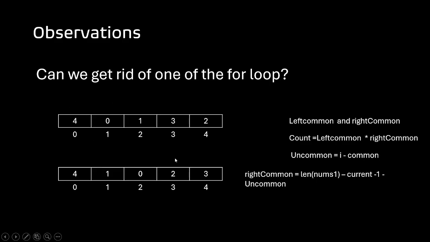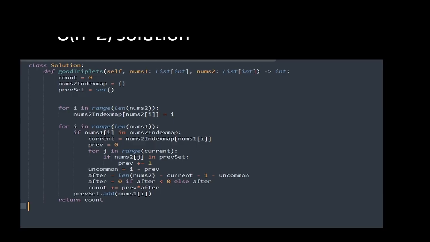Okay, so we are having this uncommon even on the right side. Understood? So that's why this formula comes up. So our O of n square solution will be something like this. We'll have the same things, count as well as that nums2 index map in our brute force solution. The only thing is, we'll add this previous set.